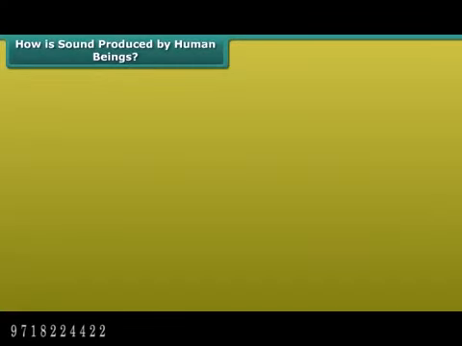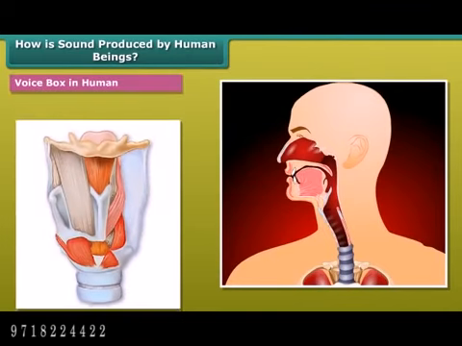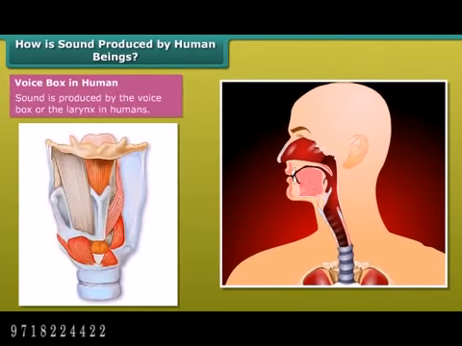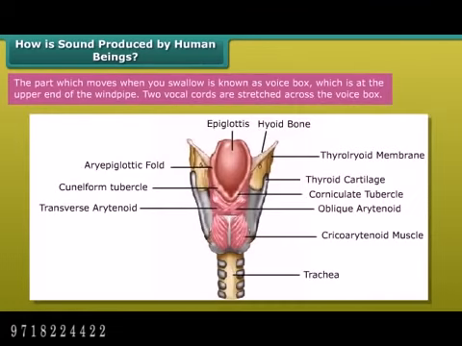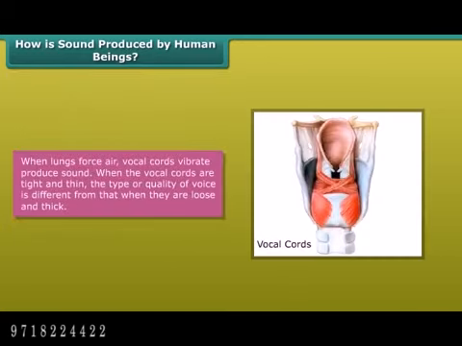How is sound produced by human beings? Voice box in humans. Sound is produced by the voice box or the larynx in humans. The part which moves when you swallow is known as the voice box, which is at the upper end of the windpipe. Two vocal cords are stretched across the voice box. When the lungs force air, the vocal cords vibrate, producing sound. When the vocal cords are tight and thin, the type or quality of voice is different from that when they are loose and thick.